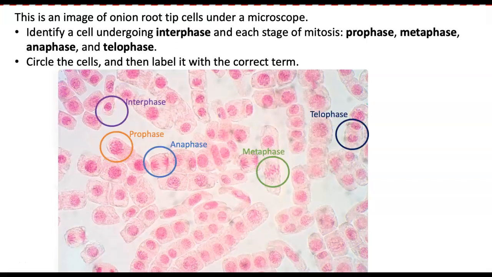Notice that most cells in the onion root are in interphase. This is because interphase comprises the largest proportion of a cell's life cycle.